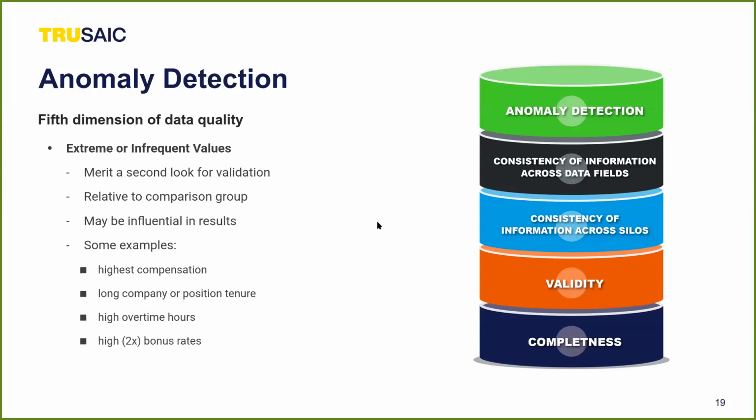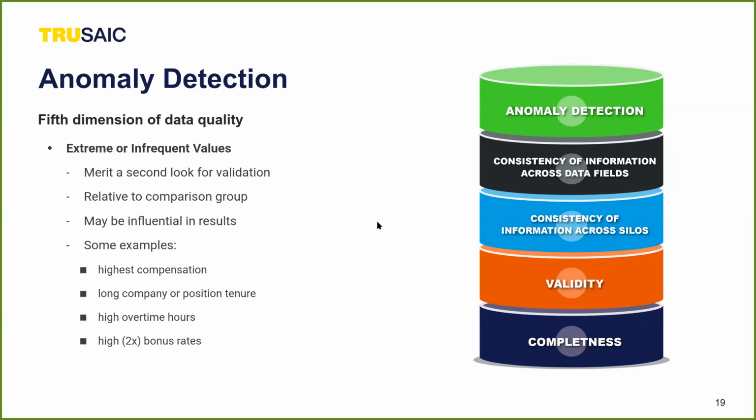Okay, and then finally, where those other ones are really categorizing errors, this fifth component of data quality, anomaly detection, may not be detecting errors. So these are extreme or infrequent values. Some of the examples here are the people with the highest compensation. And one aspect of this that's common across these different examples is that it's for a tiny subset of the employee records. So for a very small number of employees, we'll see very high compensation, very high bonus rates, maybe excessive overtime, or the people that have been with the company the longest. So all these data, the reason that they're important to flag and to take back to the organization is because they can be very influential.